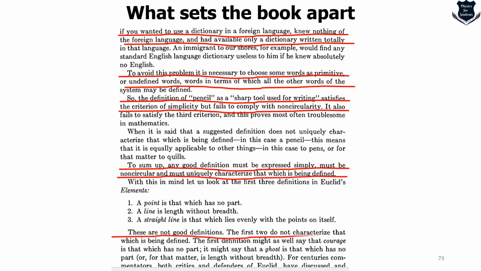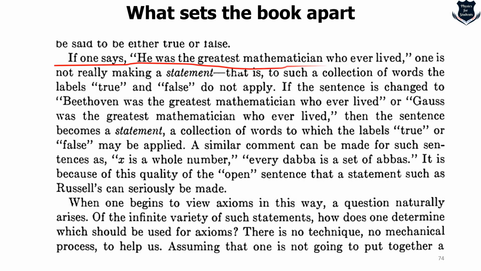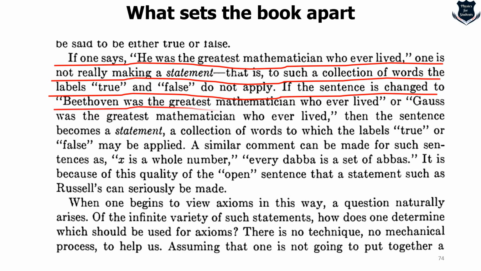So these are not good definitions. The first definition does not, then he analyzes the definitions. Here again, if one says he was the greatest mathematician who ever lived, one is not really making a statement, that is, to such a collection of words. But if the sentence is changed to Beethoven was one of the greatest mathematicians who ever lived, or Gauss was the greatest mathematician who ever lived, then the sentence becomes a statement, isn't it? A collection of words to which the labels true or false may be applied.